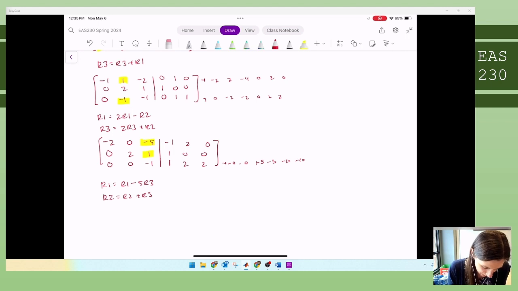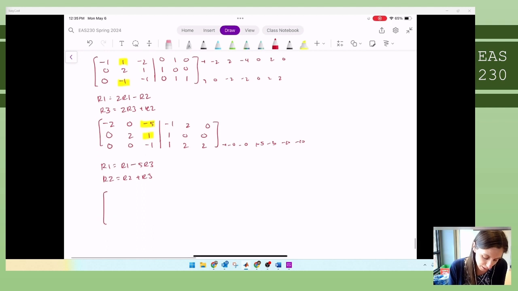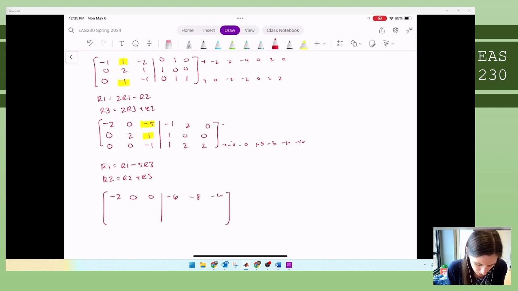Just trying to make my life a little bit easier, showing my work, a different way to show your work on the side. So row 1 becomes this plus this. So -2, 0, 0. -1 plus -5 is -6. 2 plus -10 is -8. 0 plus -10 is -10. And then I'm adding these two rows. So 0, 2, 0, 2, 2, 2. And then row 3 does not change.